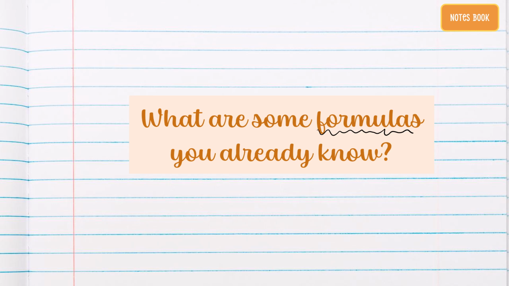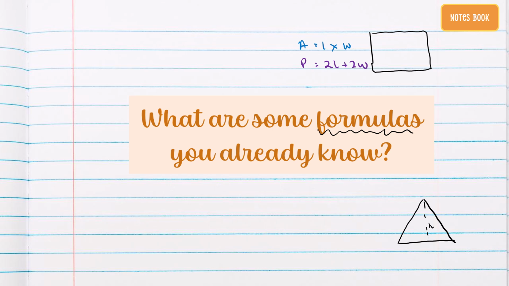Now, for me, some of those formulas that come to mind are things like with your rectangles, okay, that our area is equal to length times width, and that our perimeter of that is equal to 2 times the length and 2 times the width, right? So that's a really simple one we might know. Another one being your triangle, having that perpendicular height and your base, and knowing that your area is equal to half times that base times that height, okay?